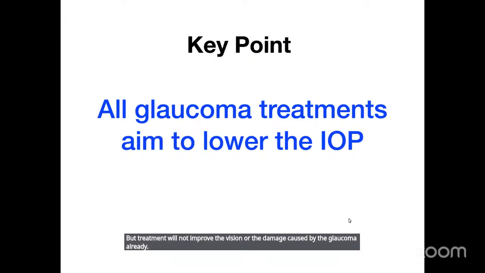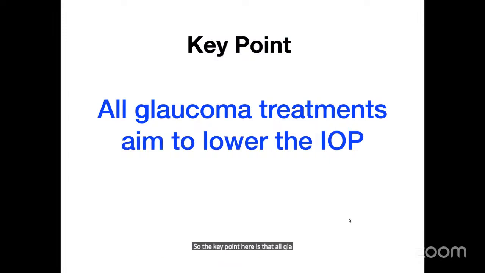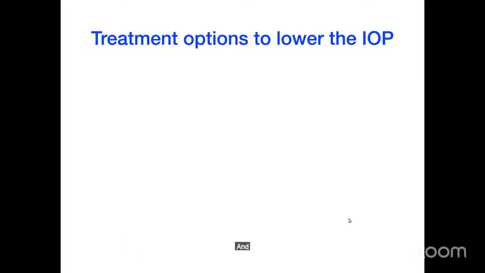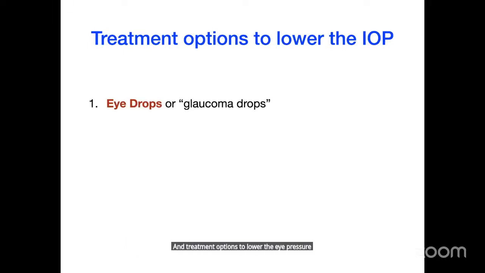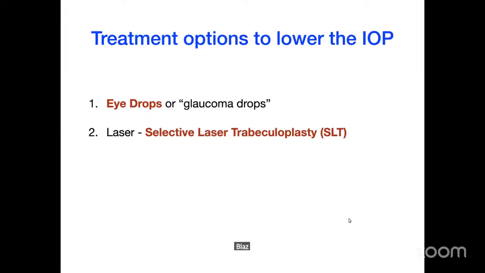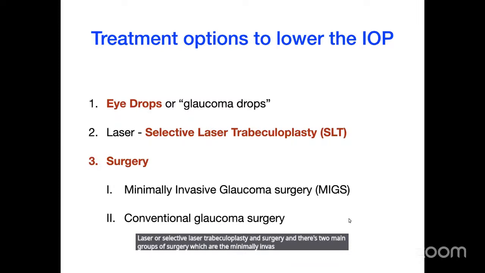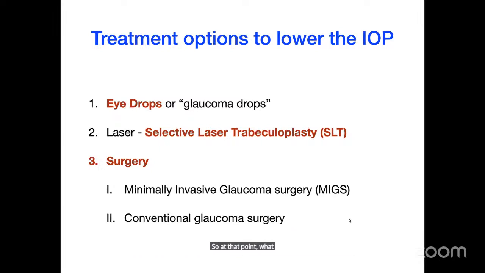So the key point here is that all glaucoma treatments aim to lower the pressure or lower the fluctuation in pressure. And treatment options to lower the eye pressure include eye drops, laser or selective laser trabeculoplasty, and surgery. And there's two main groups of surgery, which are the minimally invasive glaucoma operations and conventional glaucoma surgery. So at that point, what I would do is probably stop and then take questions.